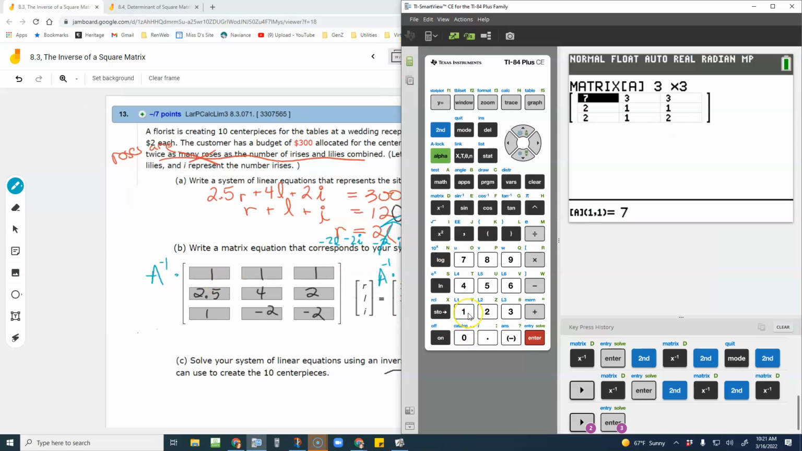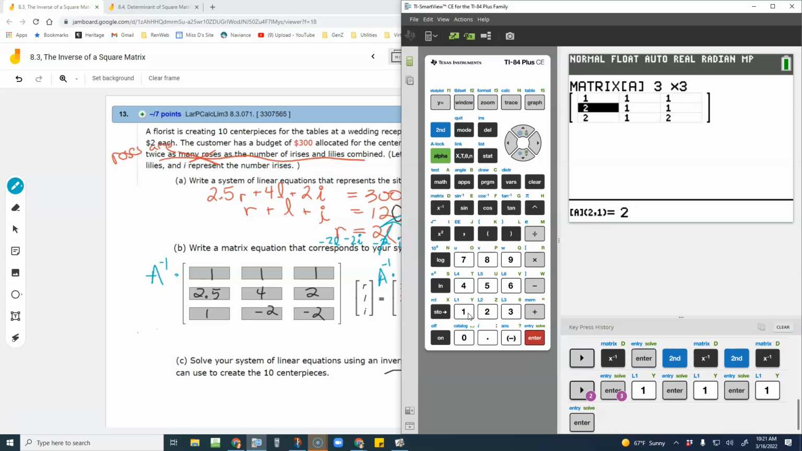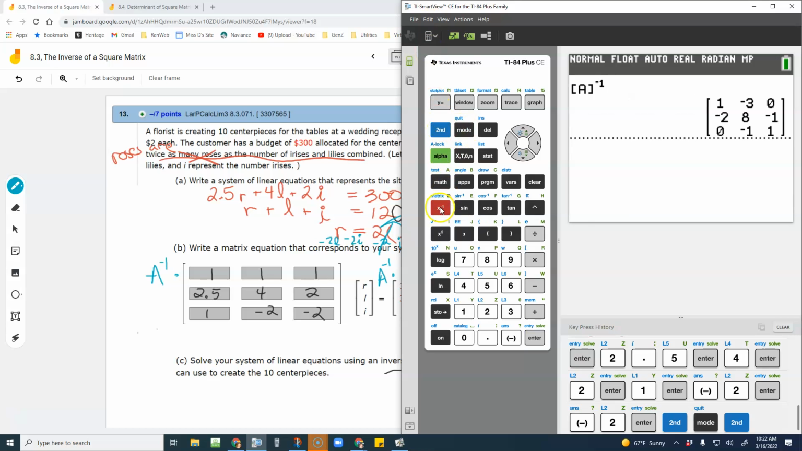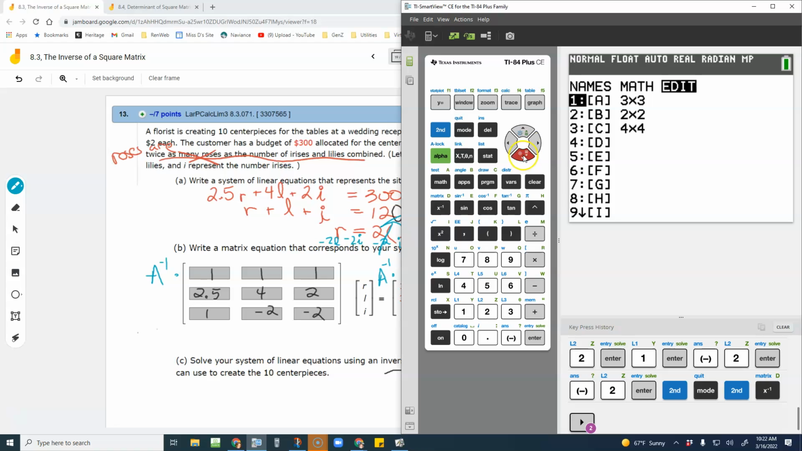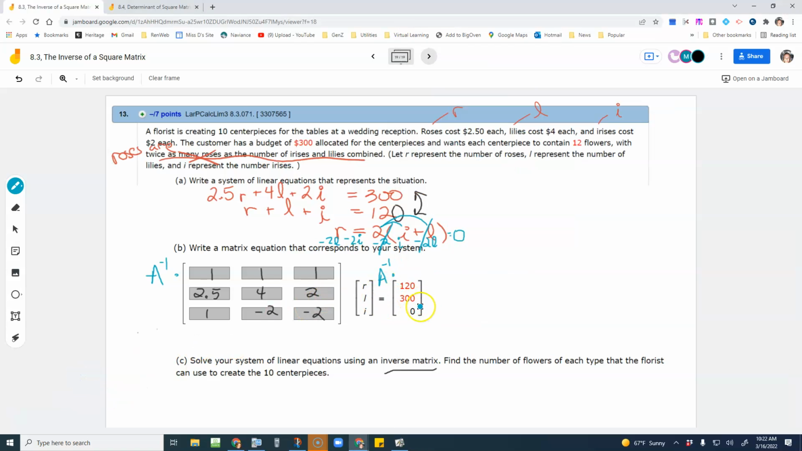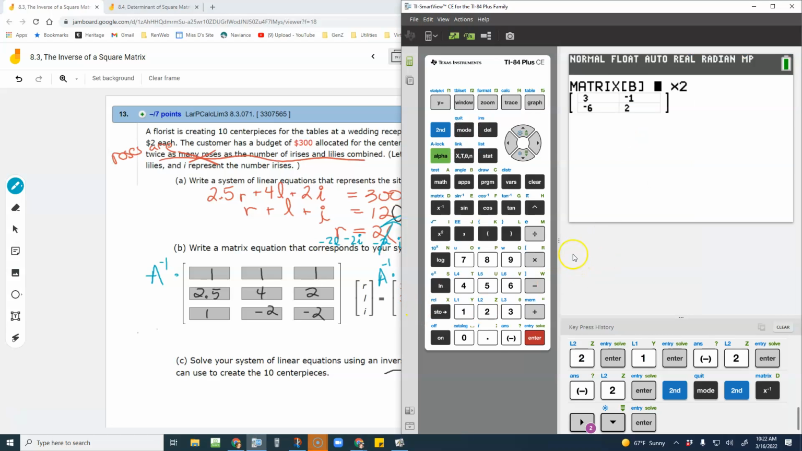Okay, so we have 1 and 1 and 1. We have 2.5 and 4 and 2. We have 1 and -2 and those silly negative numbers, -2. Don't we also need to have, though, that other matrix? Because we need to multiply it. The inverse, when I find it, I need to multiply it by this one. So let's go ahead and put in that.